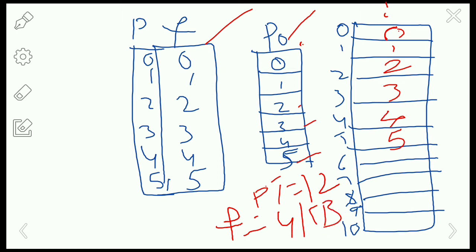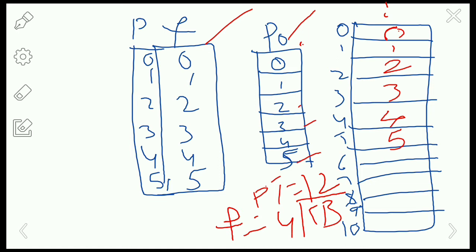In this scenario we can't place the page table in the main memory, since it is 12 KB, which is larger than the frame size. Why is the page table large? Because the logical address space is large. So what we are going to do is divide the page table itself into multiple pages.